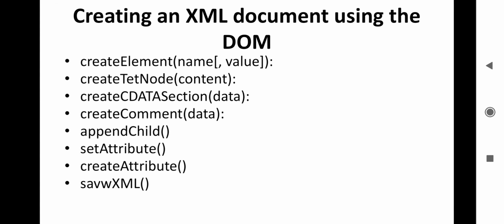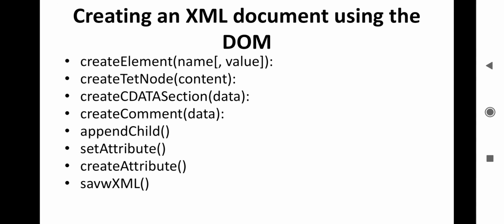Then next is how to create an XML document using DOM. To create a node, you call various methods of the DOM document class. You need to call the methods of the DOM document class. Some useful methods are createElement. First method, createElement in brackets name comma value. You need to use this method.